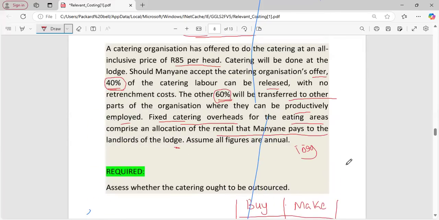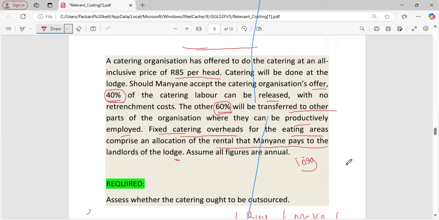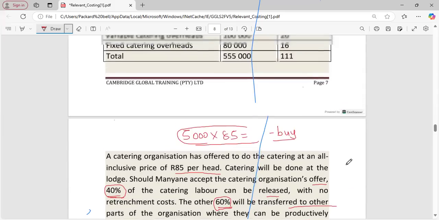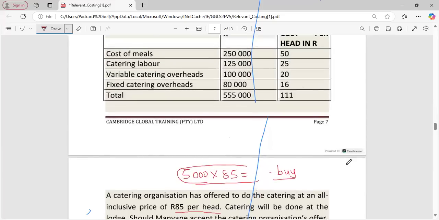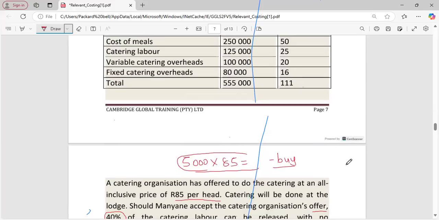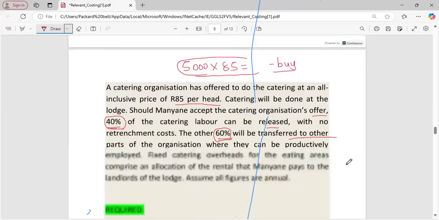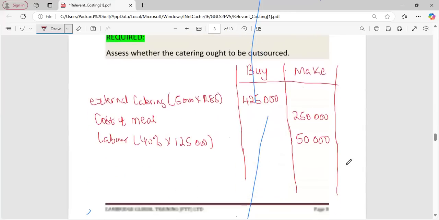What is going to be the next one? Which one is relevant here? It's the variable catering overhead. It's relevant, yeah? Am I right? The variable catering overhead is going to be relevant. So it means we take those ones. So here we can say relevant.